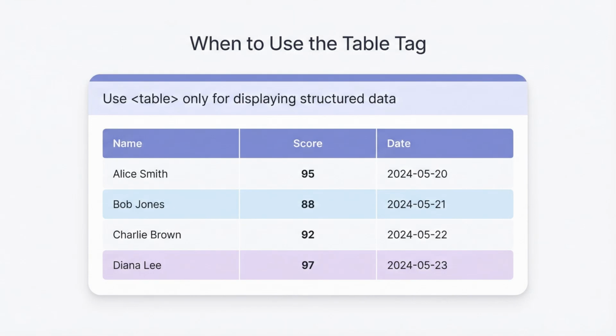An important concept covered here is knowing when to actually use the HTML table tag. Tables are meant for one specific purpose, displaying structured, tabular data. Think of things like a list of student scores, a price comparison chart, or a schedule.